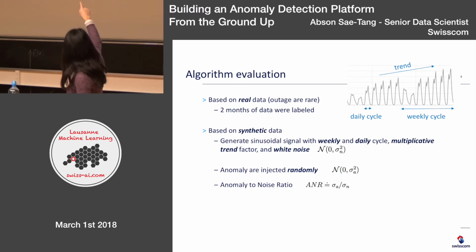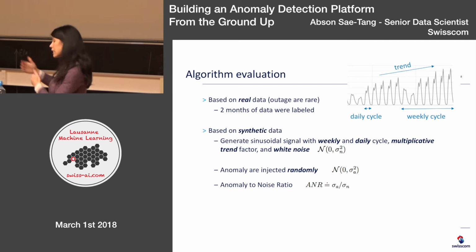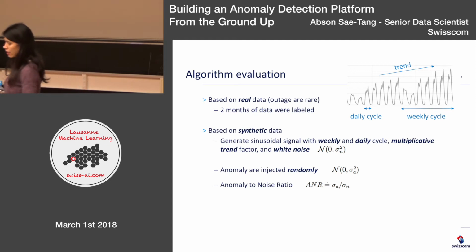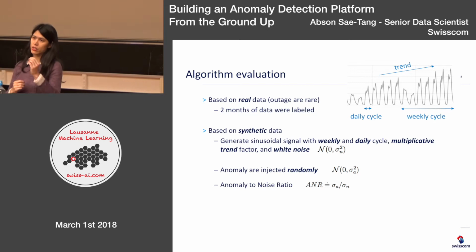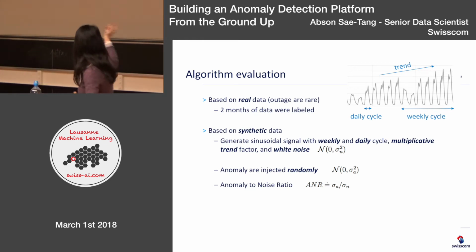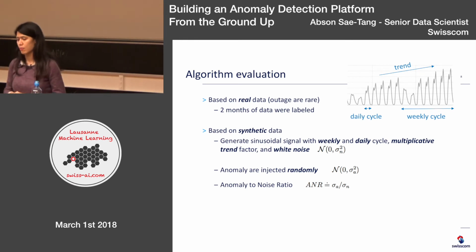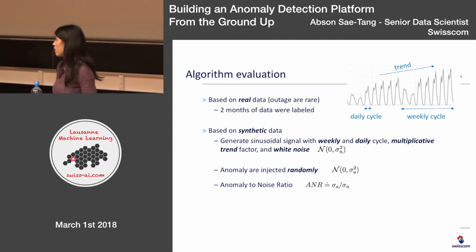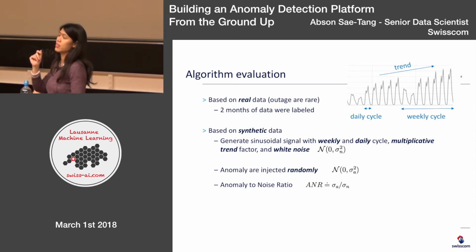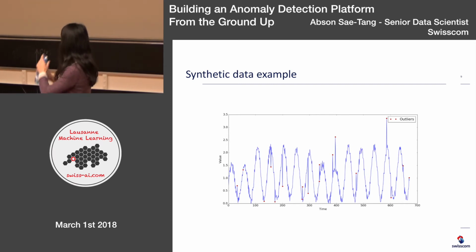If you look at this graph here, you have a time series, and you see very well that there is a trend component, so the time series is increasing, a weekly cycle, so a period after which the time series repeats itself somehow, and a daily cycle. One of the methods we use to generate the synthetic data is just using a sine function that we transform a little bit to have all these characteristics. Then we injected some white noise for every data point we generated, and also we injected anomalies at random positions. Then we evaluated the different algorithms by varying the ratio of anomaly to noise to see how robust they were. This is an example of synthetic data we generated.